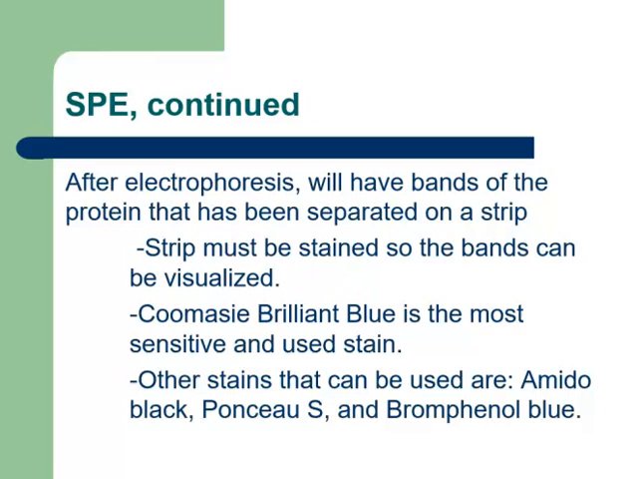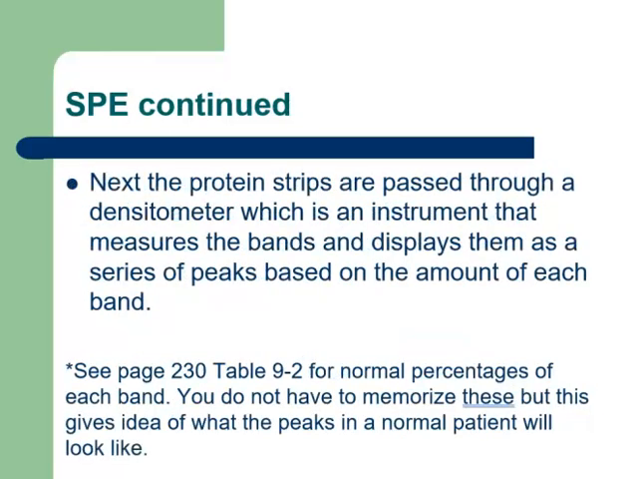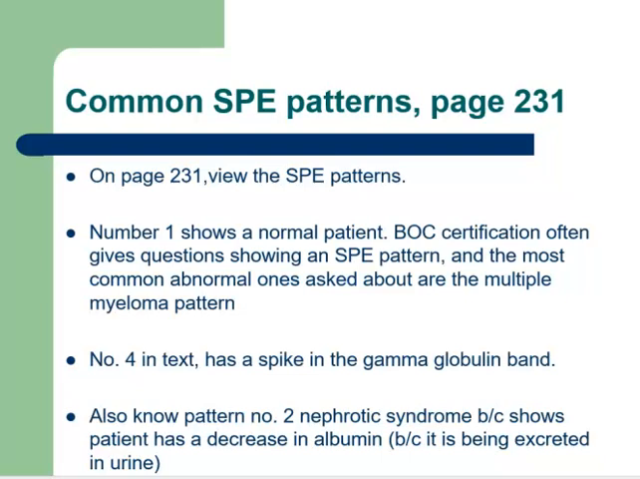It's the most sensitive. The next thing we'll do is run our protein strips through a densitometer, which is an instrument that measures the bands, and then displays them in a series of peaks based on the amount of each band. This is very similar to the peaks that we saw on our LDH flip with our cardiac risk. I encourage you to look in your textbook at some common serum protein electrophoresis patterns.